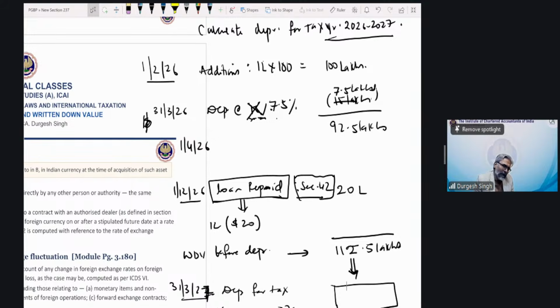either in full or in parts. Point number two. The exchange rate fluctuation at the time of payment shall be capitalized. Full stop.